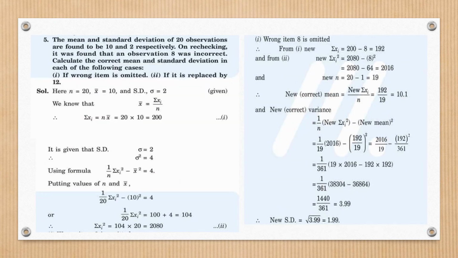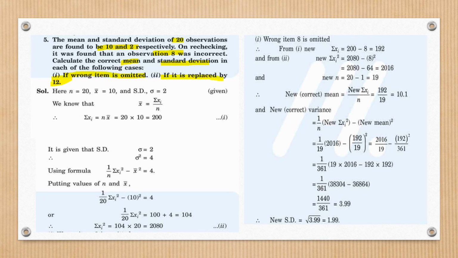Number 5: the mean and standard deviation of 20 observations are found to be 10 and 2 respectively. On rechecking, it was found that an observation 8 was incorrect. Calculate the correct mean and correct standard deviation in each of the following: number 1, if the wrong item is omitted, and number 2, if it is replaced by 12.